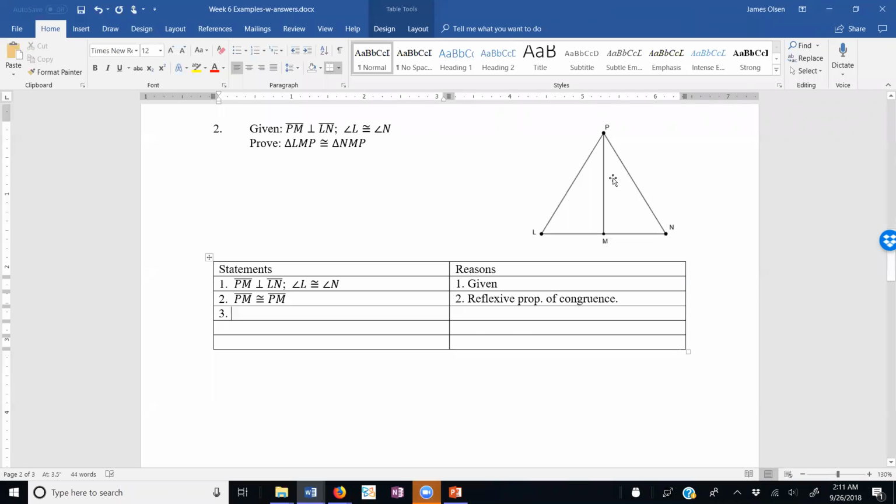I do have a side congruent. I do have an angle congruent, but I do not have the other pair of angles congruent. We can't just assume that those are congruent. We need to prove that they're congruent. So these angles right down here are right angles because of the definition of perpendicular. So my next statement will be about the right angles. I'll go ahead and write that in now. Angle LMP and angle NMP are right angles, and the reason for this is definition of perpendicular lines.